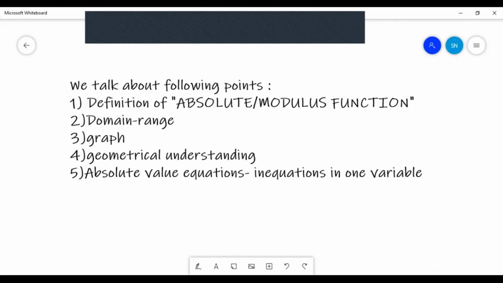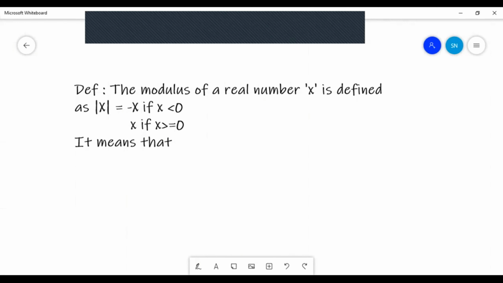So first, let us move forward to the definition of the absolute value function. The absolute value function or modulus of a real number x is defined as: modulus of x is equal to minus x if x is less than 0, and plus x when x is greater than or equal to 0. So this is the definition of the absolute value function or modulus function.